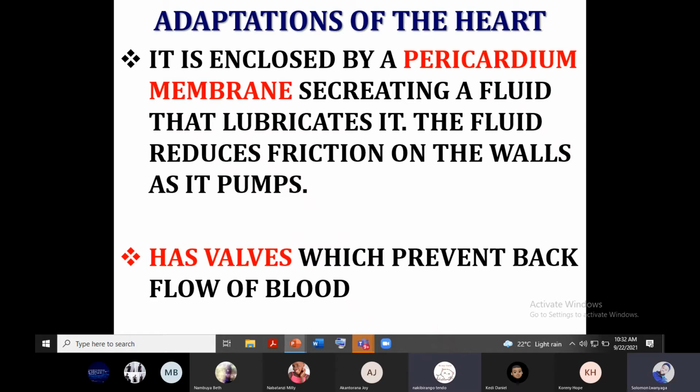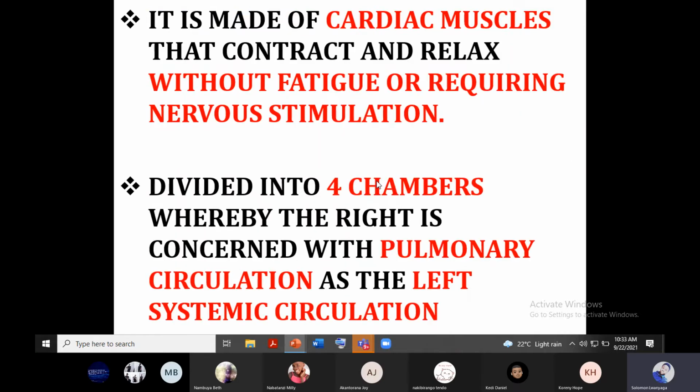Semilunar valves. Yes, the semilunar valves. Thank you very much. So we have the semilunar valves, and we have the atrioventricular valves. Sorry, the bicuspid valves and the tricuspid valves. Those valves prevent backflow of blood, maybe from the aorta or from the atria or the ventricle. Depends where the blood is, but they prevent backflow of blood.